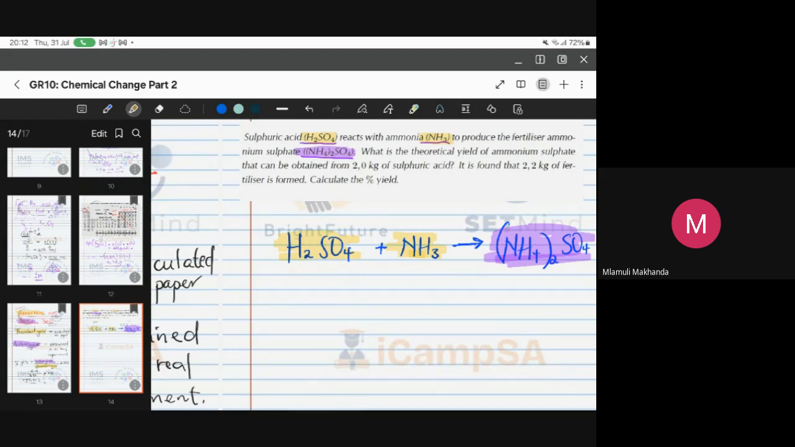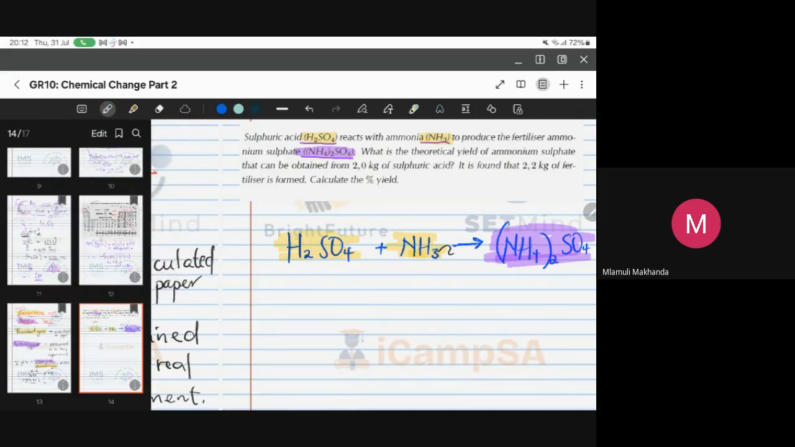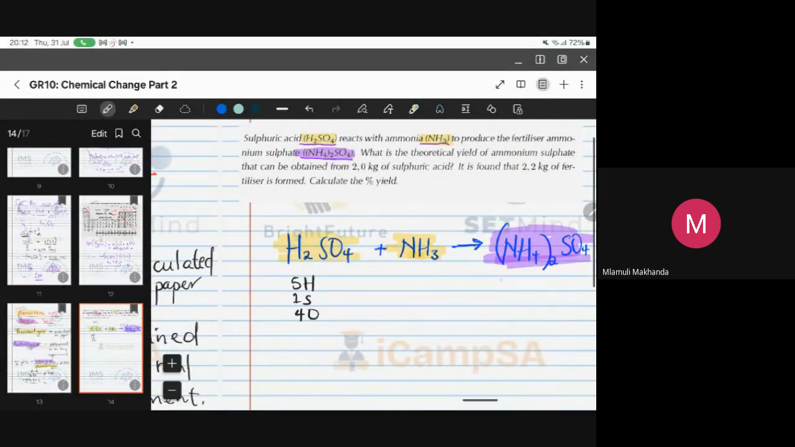Now, let's check first, is it balanced? Okay. Let's check if our equation is balanced, because they won't always give it to you balanced. We have about 5 H, right? We have about 1 S. We have 4 O. Those are your reactants. Let's see products. Products, we have also 1 N, nitrogen. Products, we have how many H's? 8.